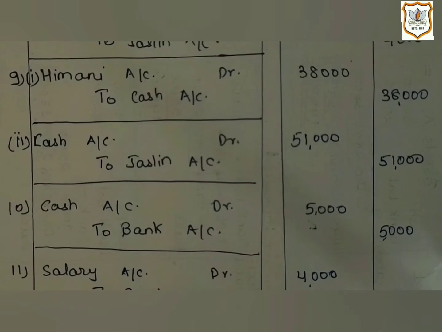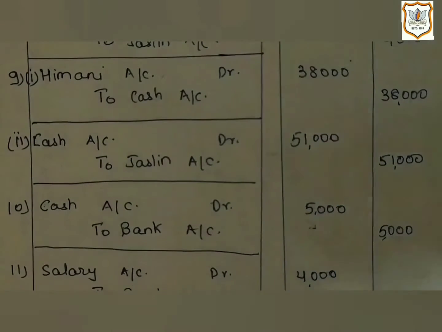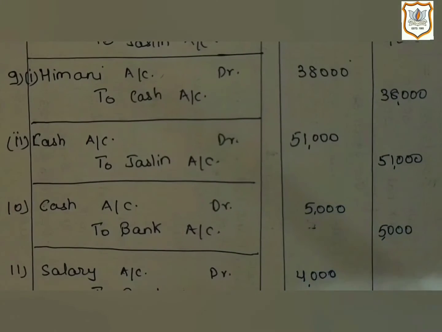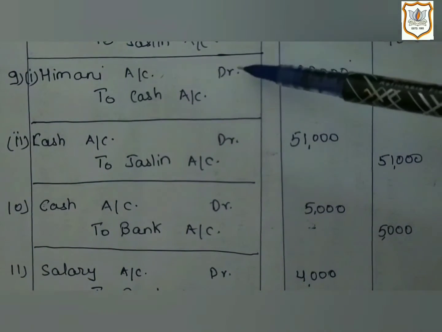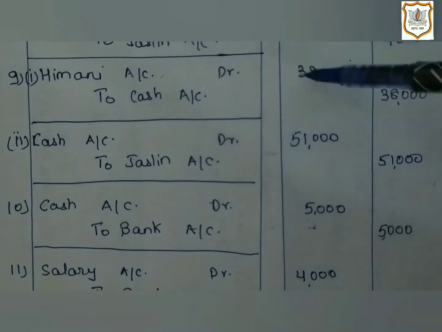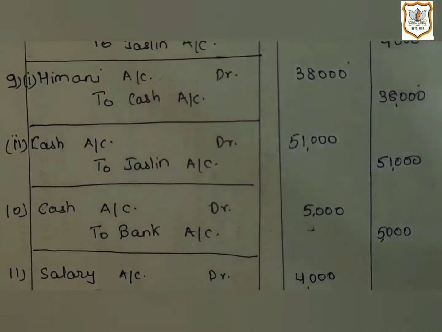In transaction number 9, it is given that accounts are settled with Himani and Jaslin. So this transaction consists of two journal entries. First is Himani's account will be debited by rupees 38,000 and cash account will be credited by rupees 38,000. Now let us see calculation for this.